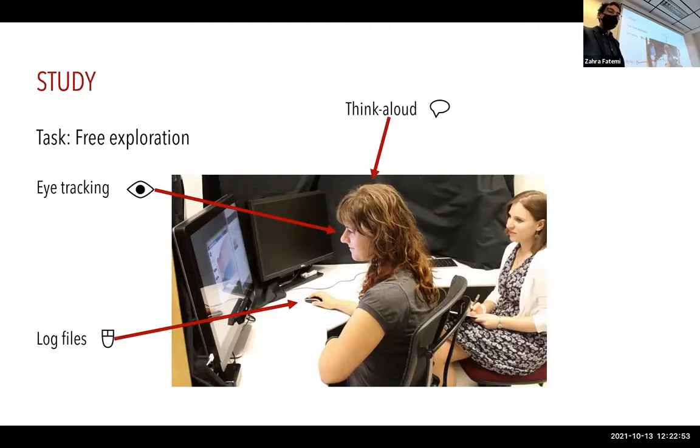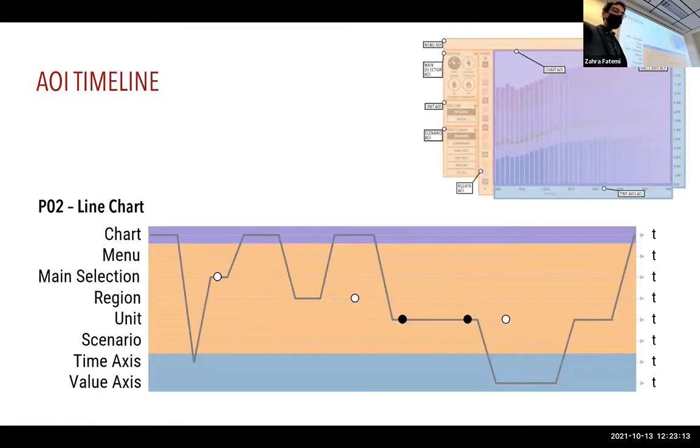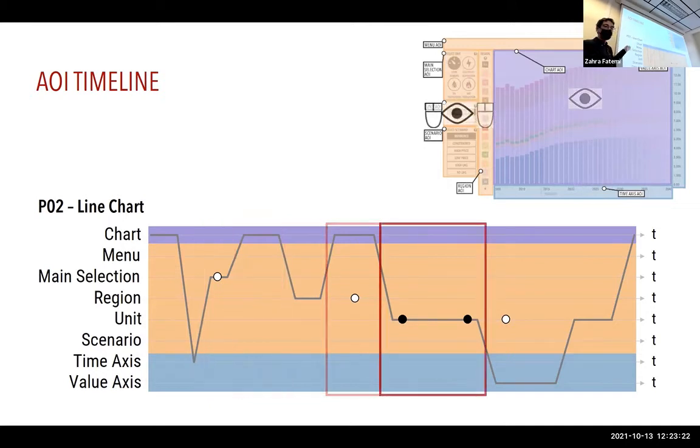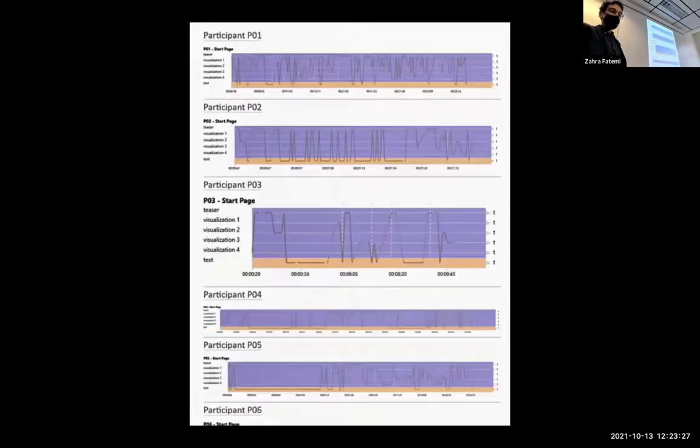Yes, that was before the pandemic, I guess. And we segmented each interface using different areas of interest, as we often do with eye tracking data, based on whether they contain controlled widgets in orange, the charts that are in purple in the middle, or the numbers that are in blue. And then we could create interaction sequences based on where the participant was looking, what they were interacting with, which area, and what they were saying as well. So, combining all of these data sources together.